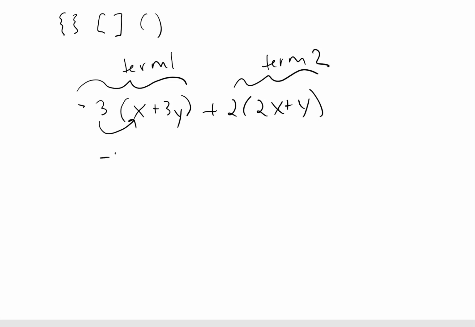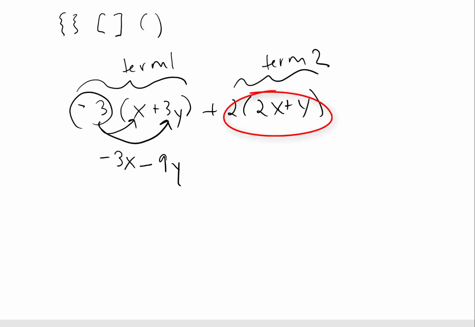Negative 3 times x gives me negative 3x. Then I'm going to take negative 3, and I'm going to multiply it by the plus 3y to give me negative 9y. Now I'm ready to work on this second term. However, I do want you to note when I say negative 3 times a 3y, it gives me a negative 9y, and I wrote it with this negative sign and a 9y. So it is actually the same thing as saying adding a negative 9y or subtracting the 9y. Saying it in either one of those ways is correct.